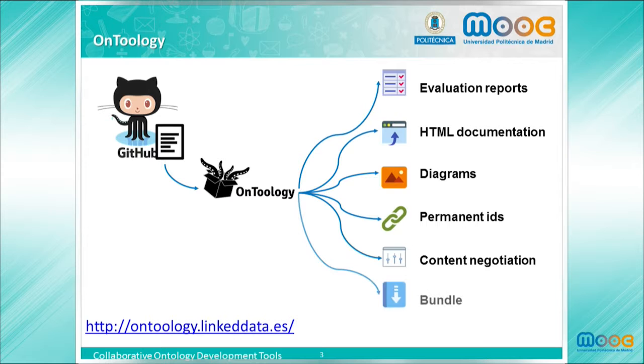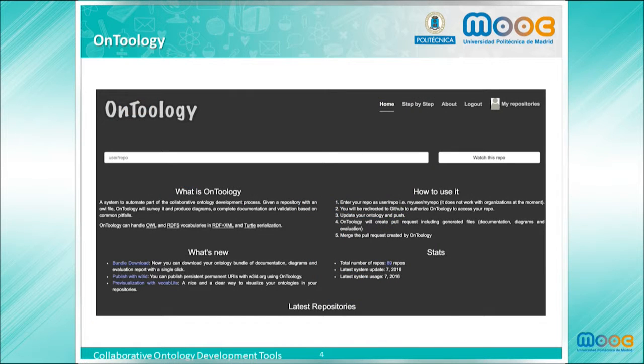Finally, it also generates a pre-visualization of a registry-alike website for the ontologies, one or more, that can be stored in a single repository in GitHub. In order to use Ontology, one should log in with a GitHub account, and then add the repository in which the ontology is stored to allow Ontology to watch it.